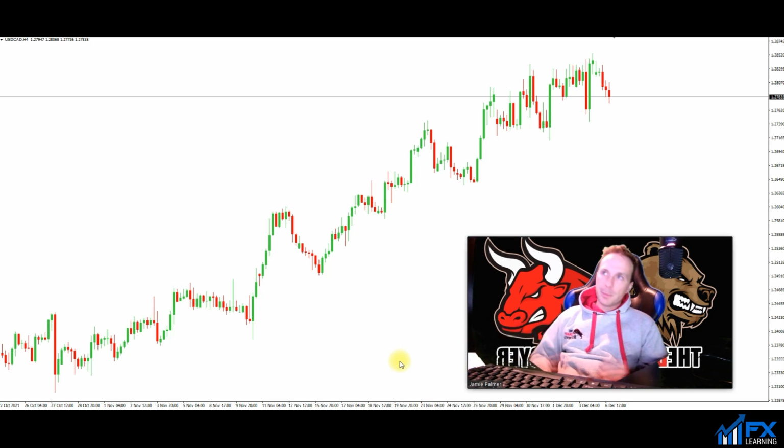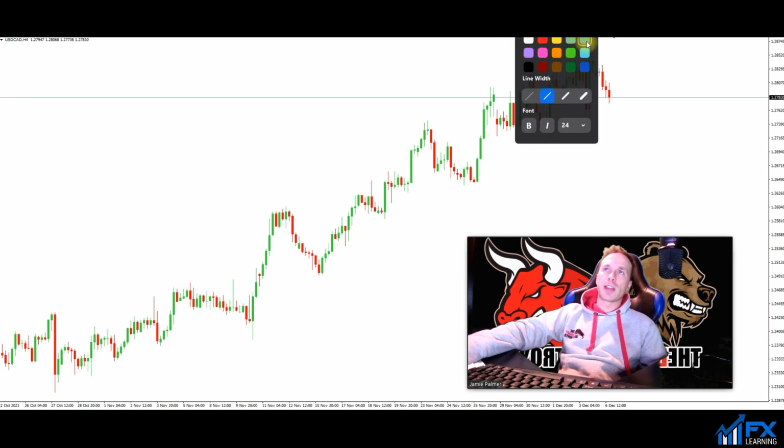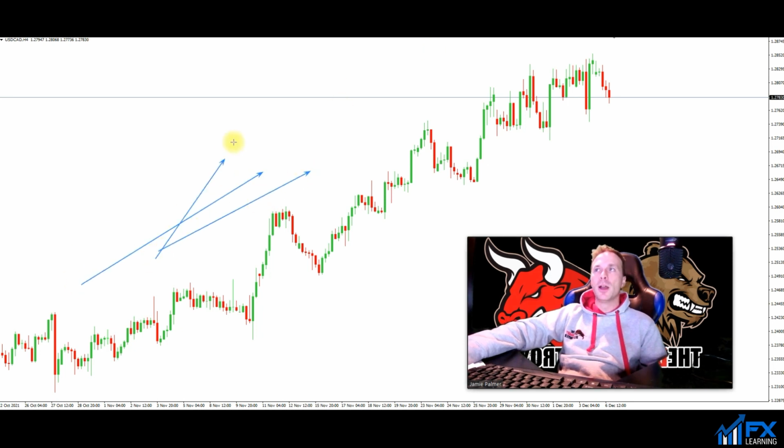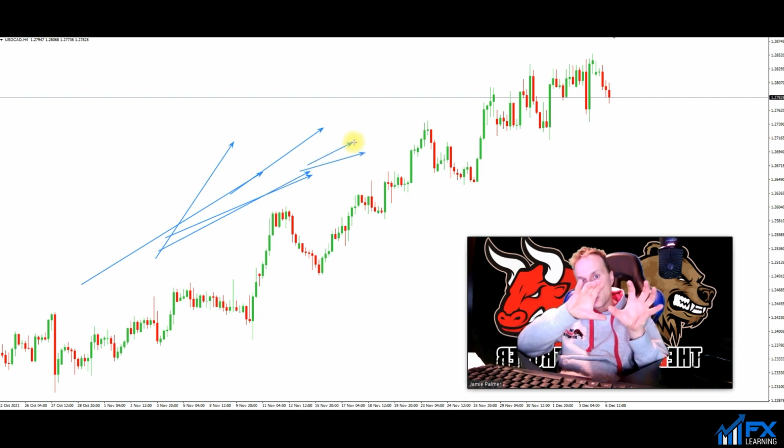Now, to keep it simple, what direction is USD CAD heading on the 4-hour time frame? Up. It's heading up, okay? So this is an uptrend. So if this is heading into an uptrend, what does it mean? It means that there are a lot of buyers in the market. There's a lot of people buying USD CAD at the minute because price is in an uptrend.